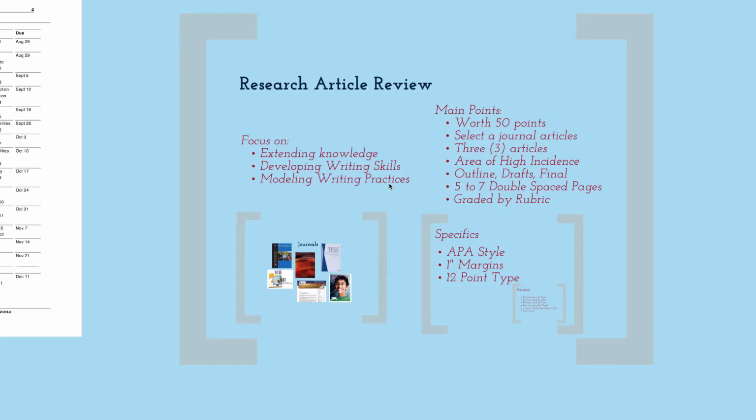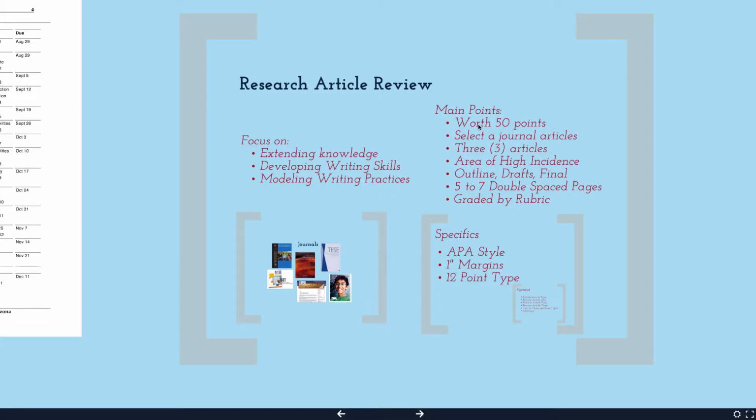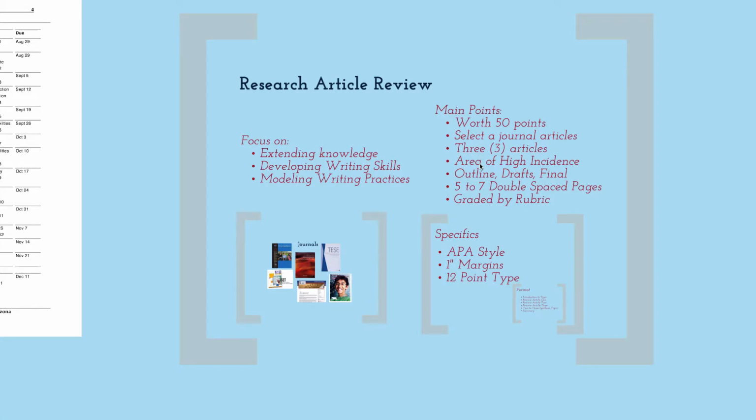It's worth 50 points. You select the journal articles and the topic. It's 3 articles, should be in an area of high incidence disabilities that we've been talking about in class. We'll do an outline, we'll do drafts with your peers, and then you'll present a final to me. It's about 5 to 7 pages. I grade it using a rubric.